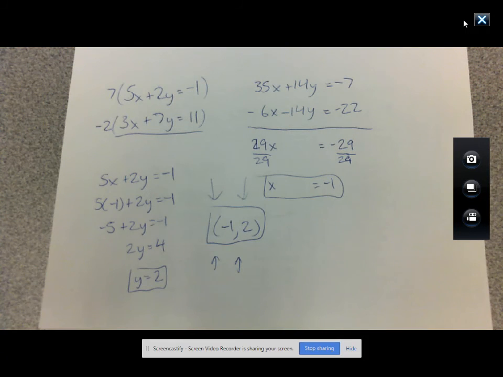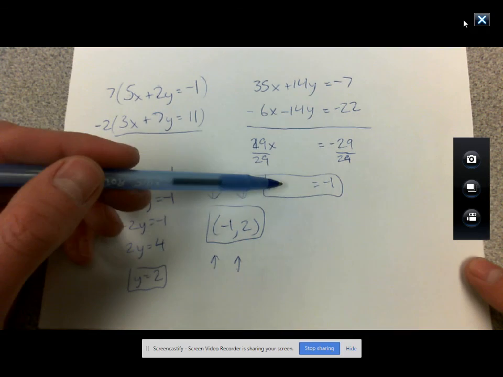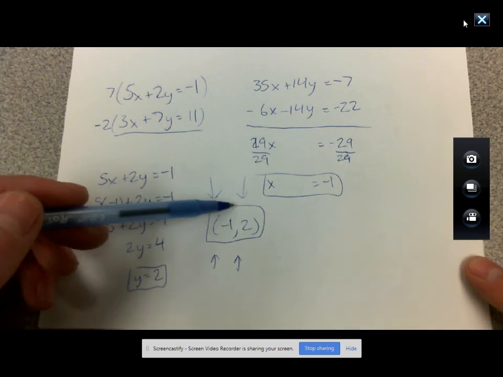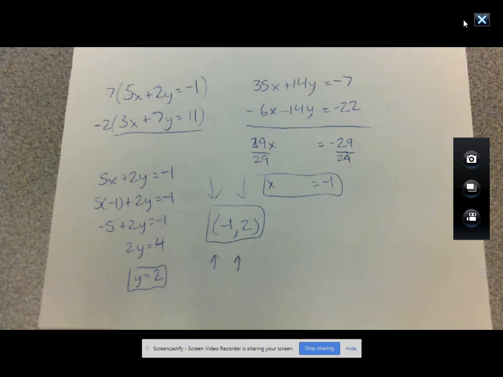Now, I'm drawing those little arrows there to point to it. You certainly don't have to. The only reason I'm drawing those arrows is because I boxed 2 other things as well. This is my final answer, -1, 2. And that's how we get those solutions.